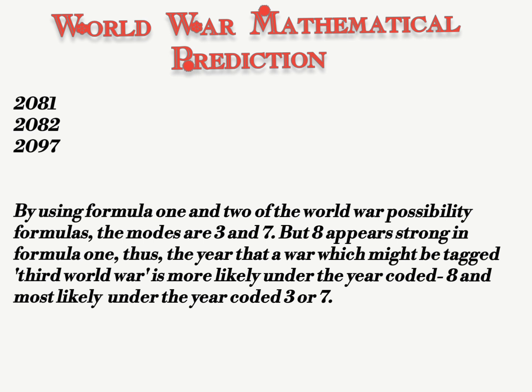By using Formula 1 and 2 of the World War possibility formulas, the modes are 3 and 7, but 8 appears strong in Formula 1. Thus, the year that a war which might be tagged Third World War is more likely under the year coded 8 and most likely under the year coded 3 or 7.